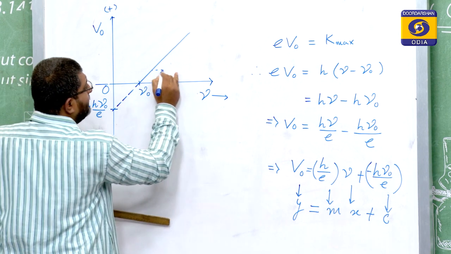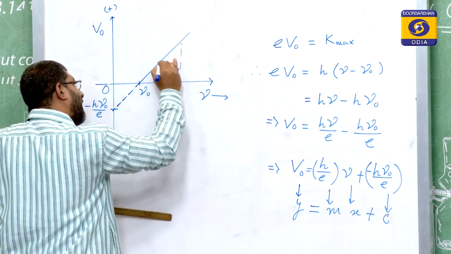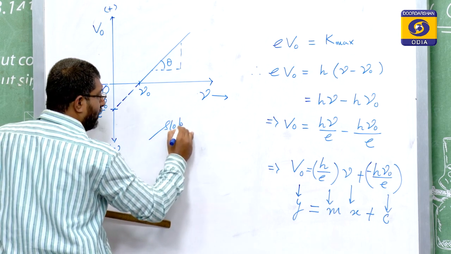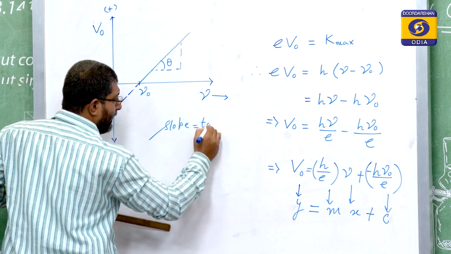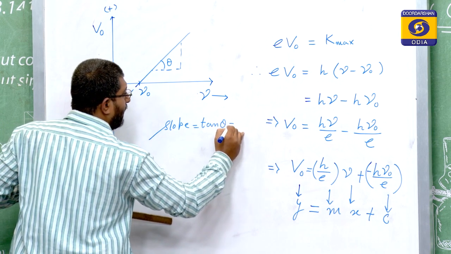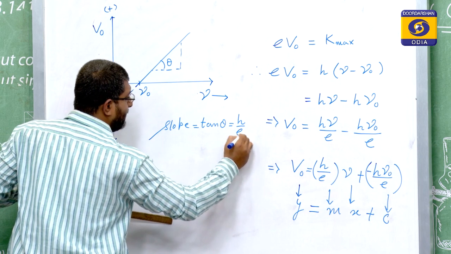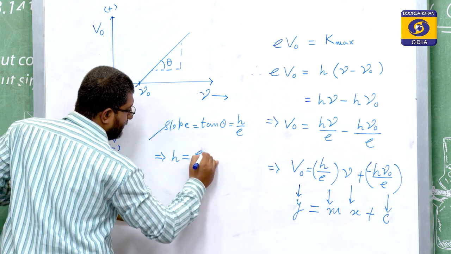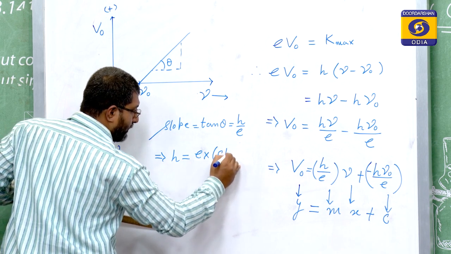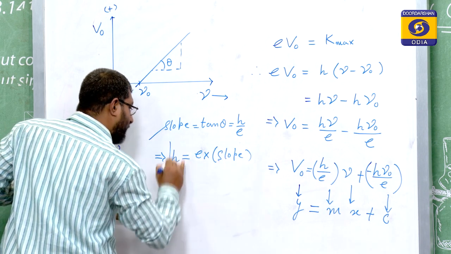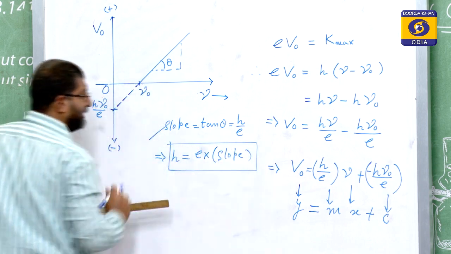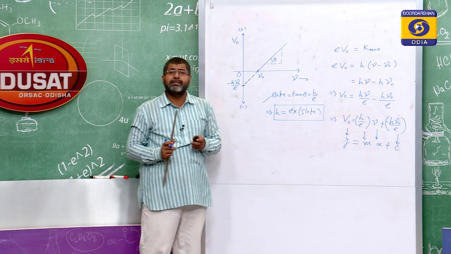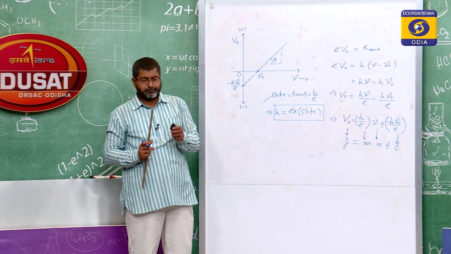And if we take the slope of this graph, then if this is theta, the slope equals tan theta, which equals h by E. That implies h equals E into slope. So, this is how you will be able to find out Planck's constant from the concept of stopping potential.